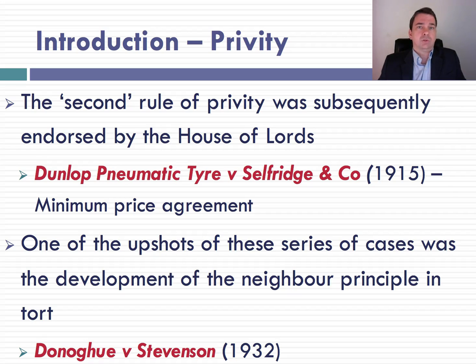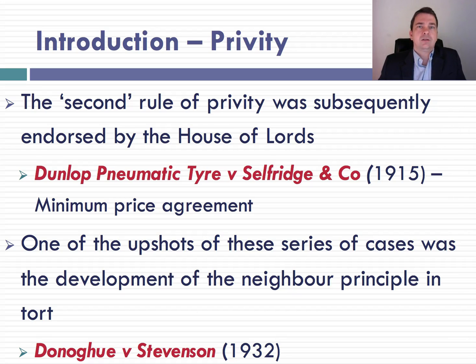One of the upshots of all this was the development of the neighbour principle in tort. You'll recall from tort that there's the famous case of Donoghue v Stevenson, where Miss Donoghue went and had a ginger beer in Glasgow in Scotland, and unfortunately the ginger beer had a snail inside of it. And Miss Donoghue then tried to sue Mr. Stevenson, who was the manufacturer of the ginger beer.